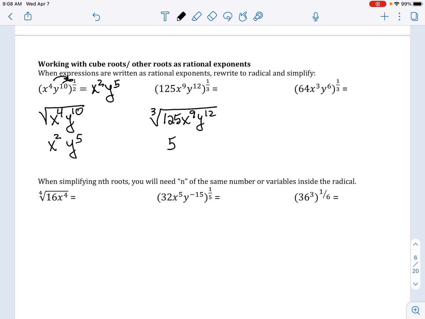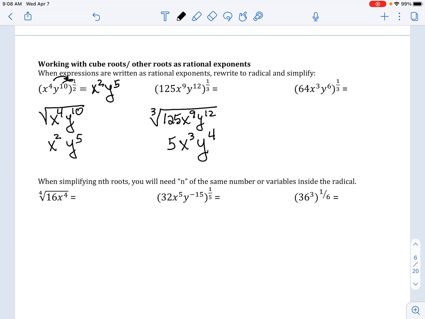Cube root of 125 is 5. The cube root of x to the 9th, x to the 3rd. The cube root of y to the 12th, y to the 4th. 12 divided by 3 is 4. 9 divided by 3 is 3.